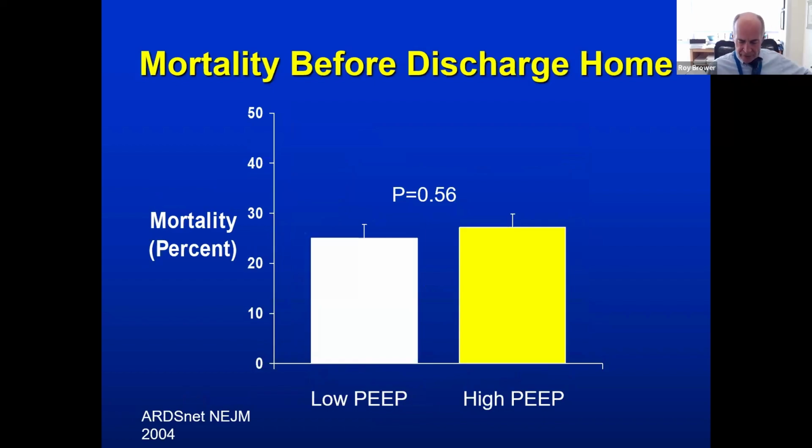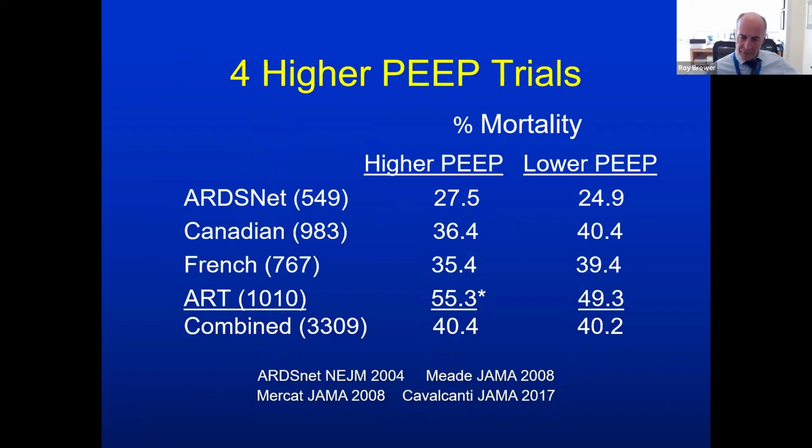There was no difference in mortality in this clinical trial. As you see here, mortality rates were in the 25 to 27% range. This was one of 4 large clinical trials of higher versus lower PEEP.